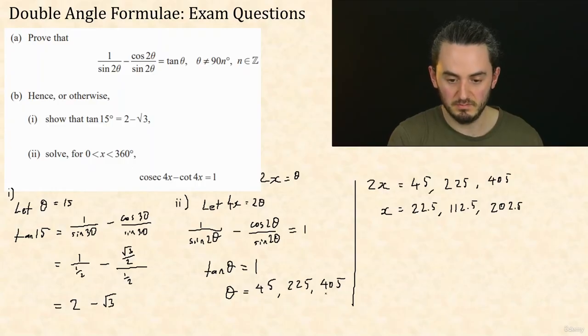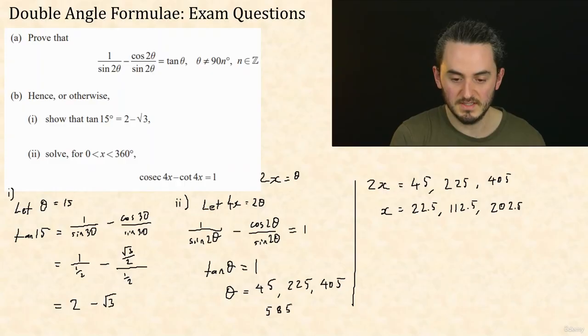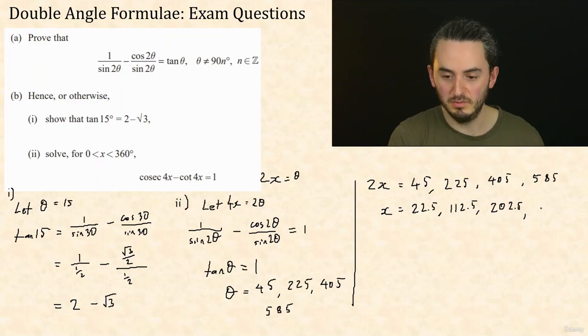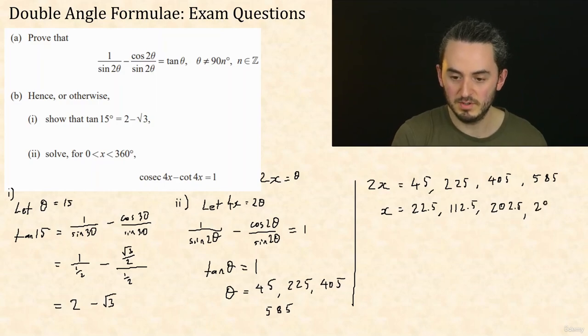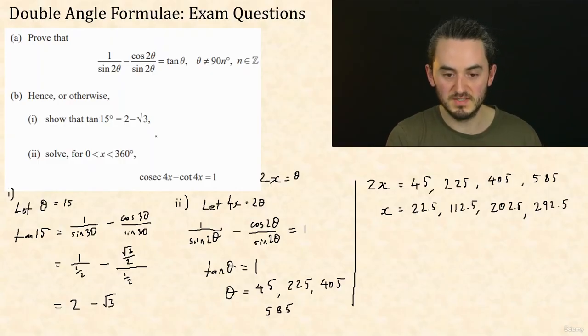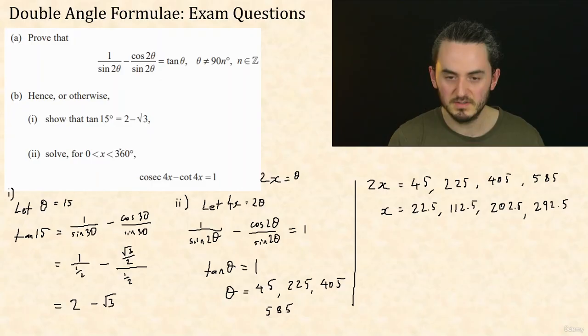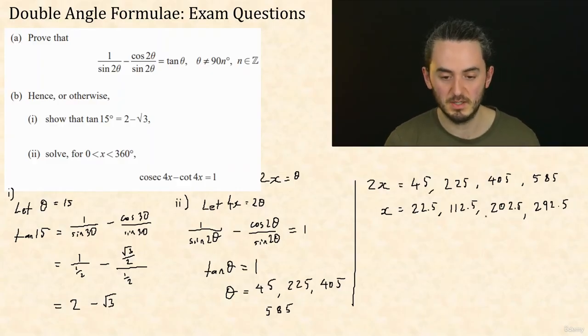Could I go further? Well, if I add another 180 to this, I get 585. Well, if 2x was 585, and I divide that by 2, I get 292.5, which is also still in this range. Could I go further? Turns out you can't. I mean, try, but if you added another 180 to here and then divided by 2, it would be outside the range. So we've got 4 answers here, so very easy to miss those.